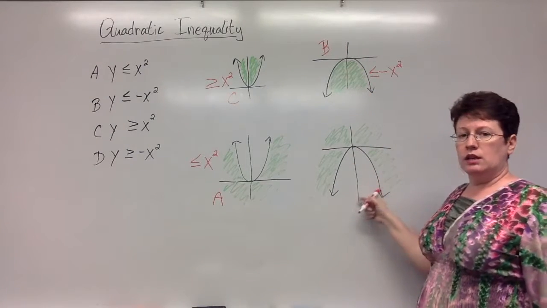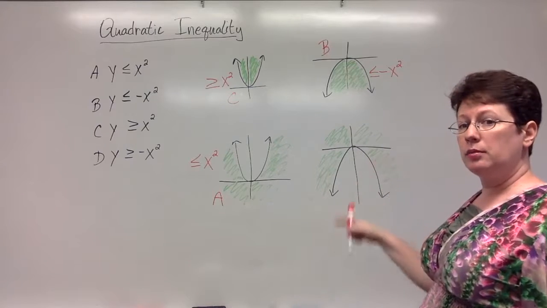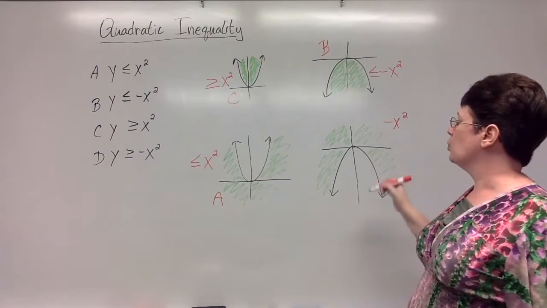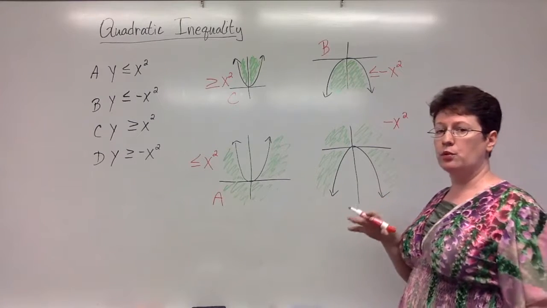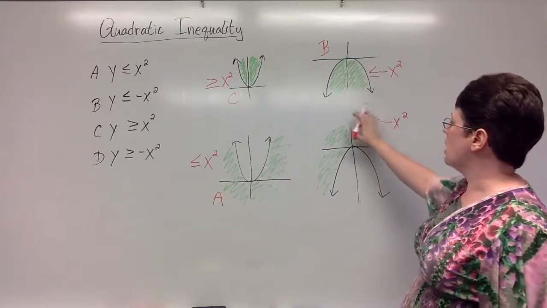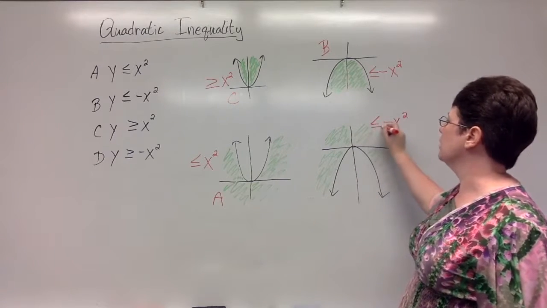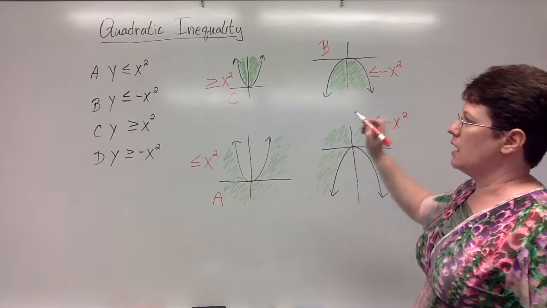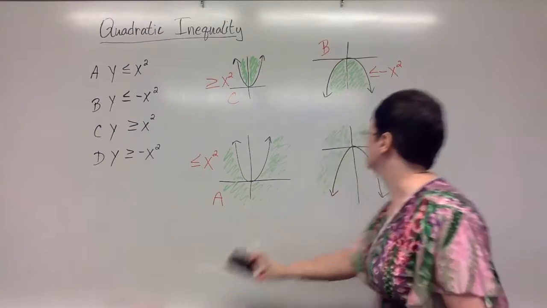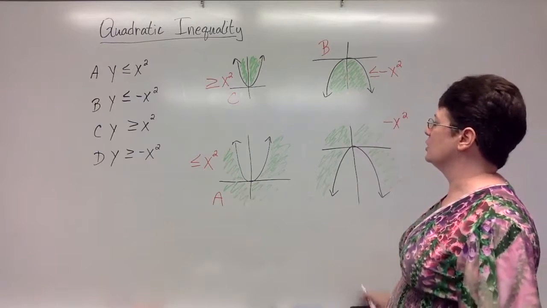Now let's look at the last one. Parabola is facing down. It's a negative x squared. Where's the shading? At the top of the y-axis or the bottom? It's at the top. The top is greater, so this would be greater than or equal to, and that is letter... Oh, I wrote the symbol wrong. That is letter D.